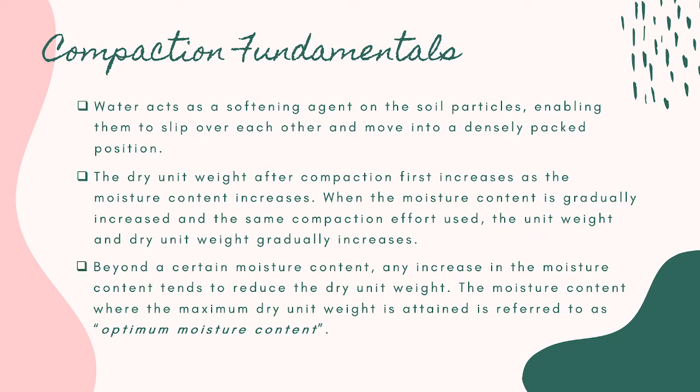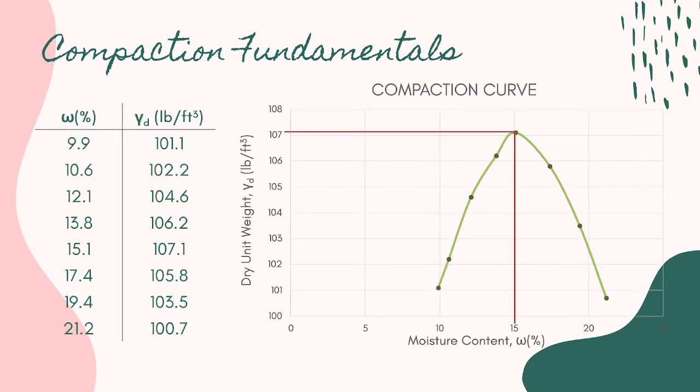So the dry unit weight after compaction will increase as the moisture content increases. But beyond a certain moisture content, called the optimum moisture content, any increase in the moisture content will reduce the dry unit weight. So this is because water will now occupy the spaces that would have been occupied by the solid particles. So for you to be able to visualize it properly, I have included the compaction curve.